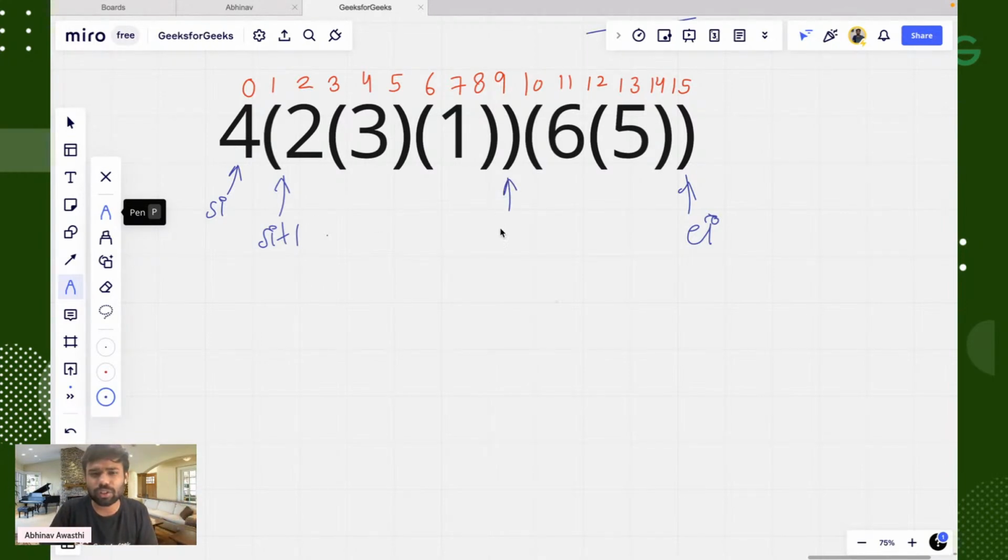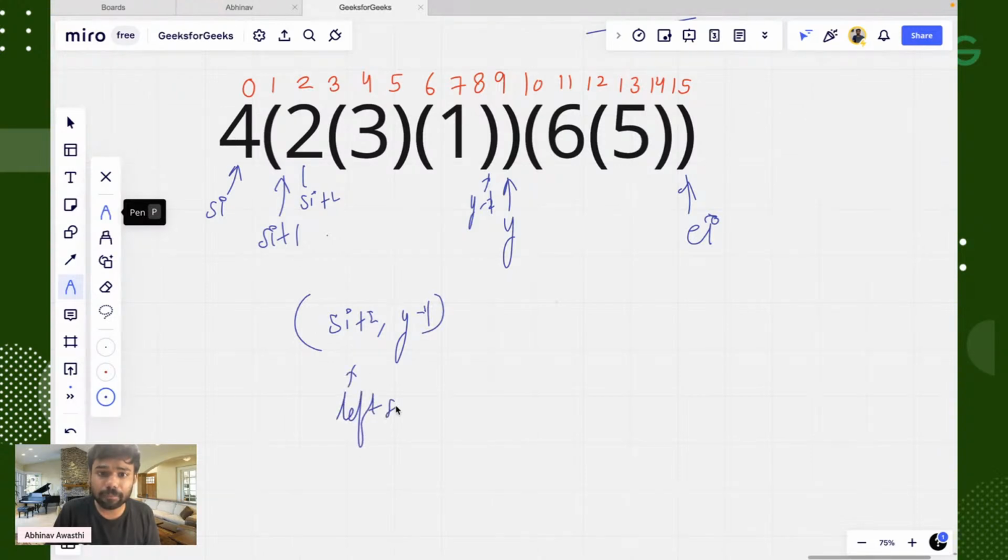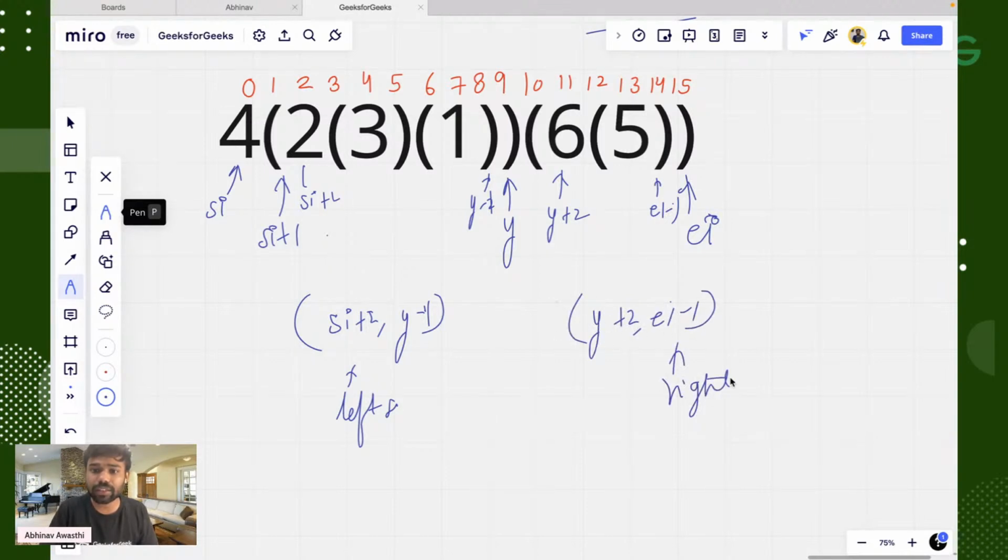Let's call it Y. So that means the indices between SI plus 2 and Y minus 1 will be nothing but the left subtree. And the indices between Y plus 2 and EI minus 1 will be nothing but the right subtree. And for this right and left subtree, we will again call the same function recursively. Okay, so that is what we are going to do here.